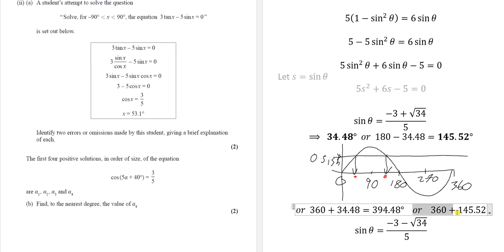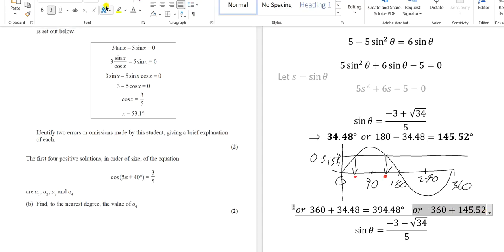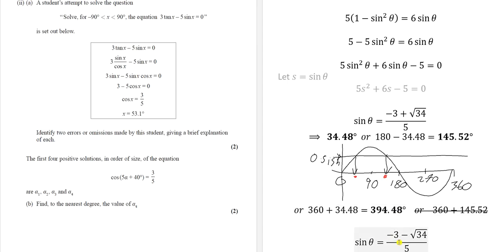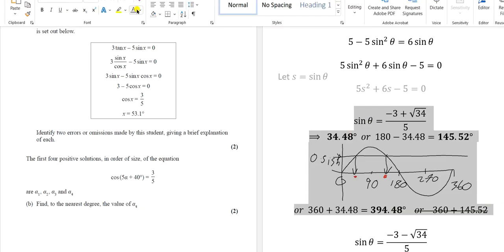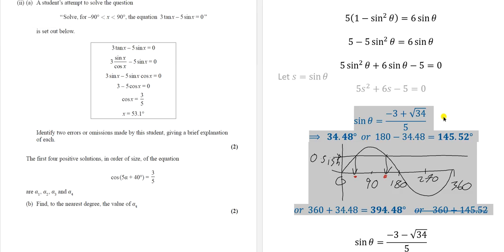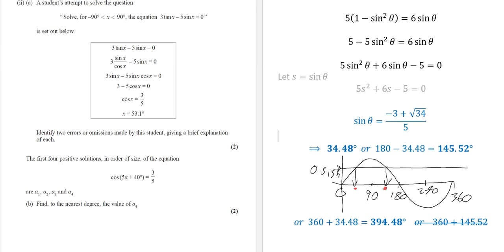We can dispense with that particular one. It's going to be too far up for us to care about. So let's leave that one behind, and we're content with this third solution that we've come up with here. But all of that working out corresponds to sine theta equals minus 3 plus root 34 over 5. So far, all we've done is investigate one of the two possible solution branches, if you like.